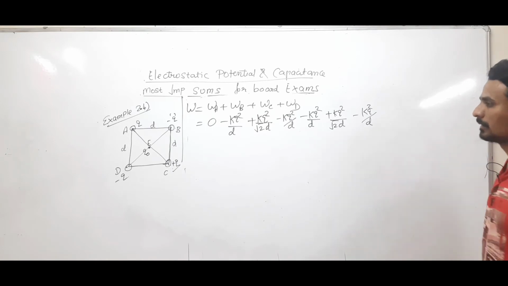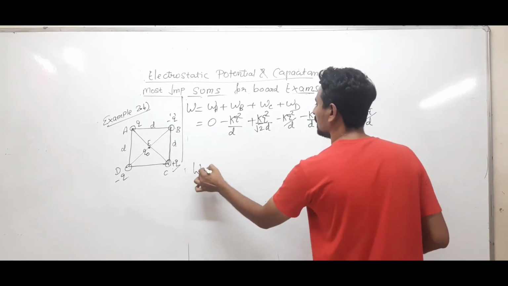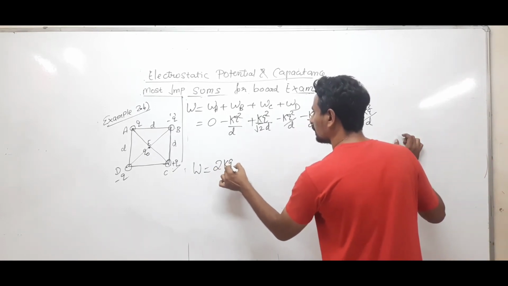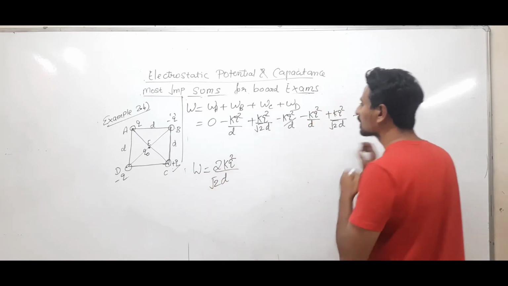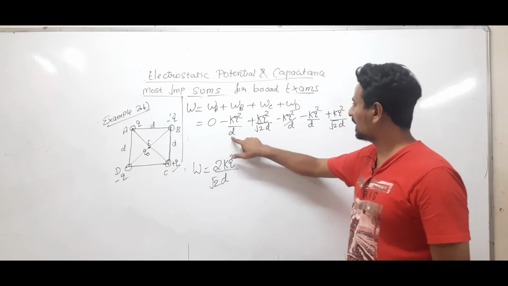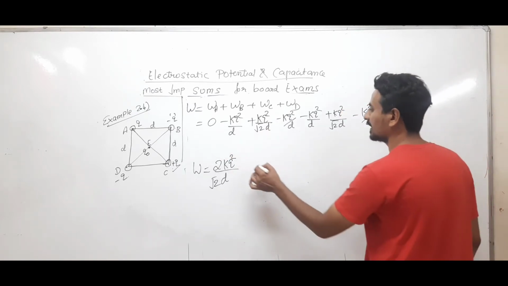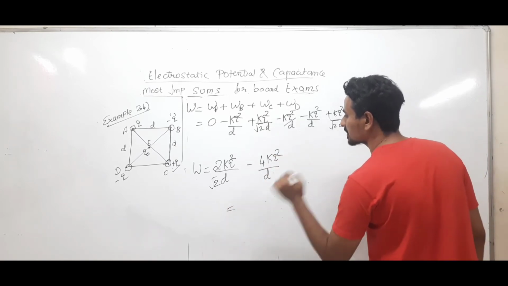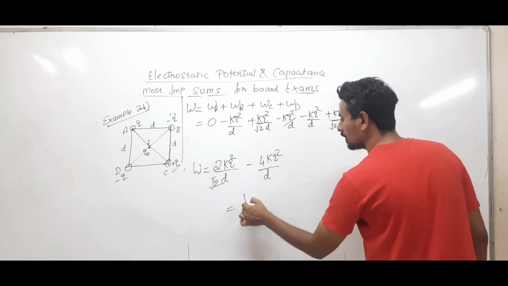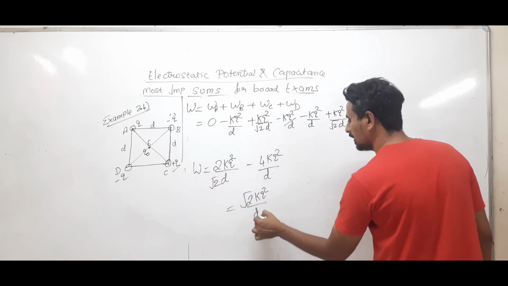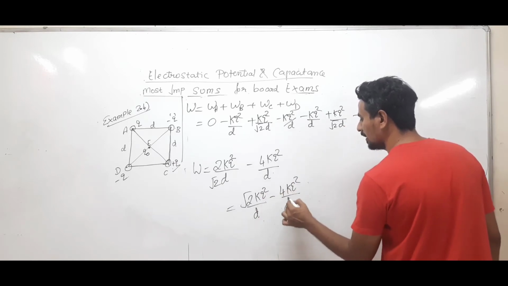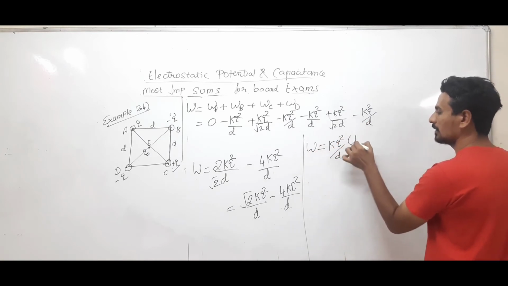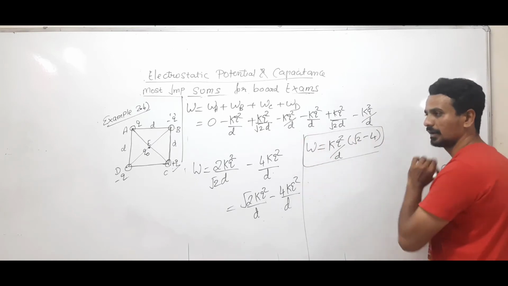Now simplify this, solve this. kq square by root 2D, kq square by root 2D. So that will be 2kq square by root 2D, right? Then minus kq square by D, minus kq square by D, minus kq, so that will be minus 4kq square by D. So this will be root 2 kq square by D minus 4kq square by D. I can take kq square by D as common, root 2 minus 4. This is the work done.